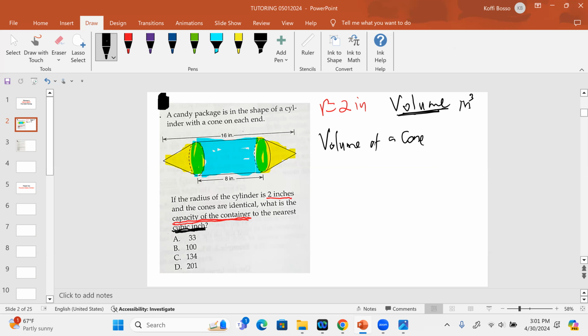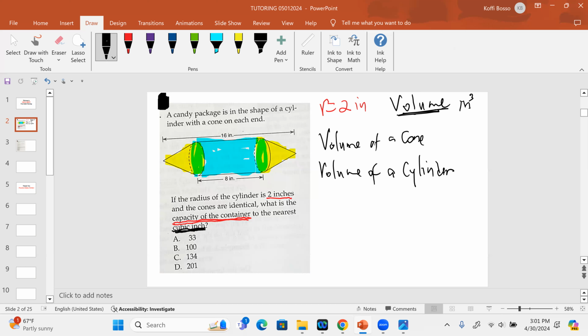And we also have a cylinder. So what is the volume of a cylinder? So if we find the volume of the two cones and the volume of the cylinder, the total volume will be the sum of the two volumes here, the volume from the cones and the volume from the cylinder.